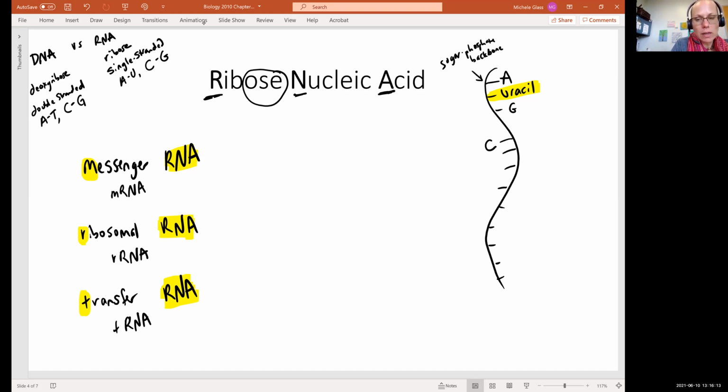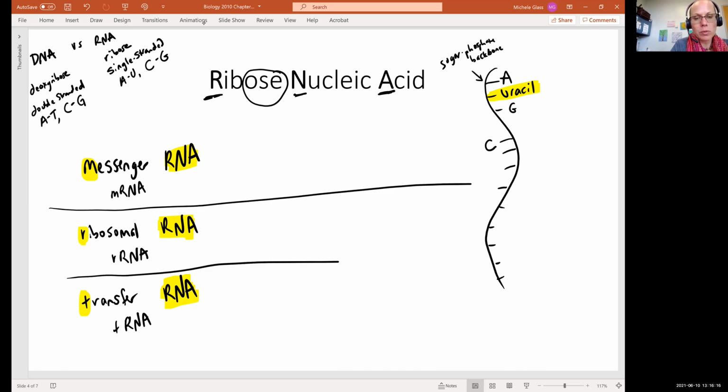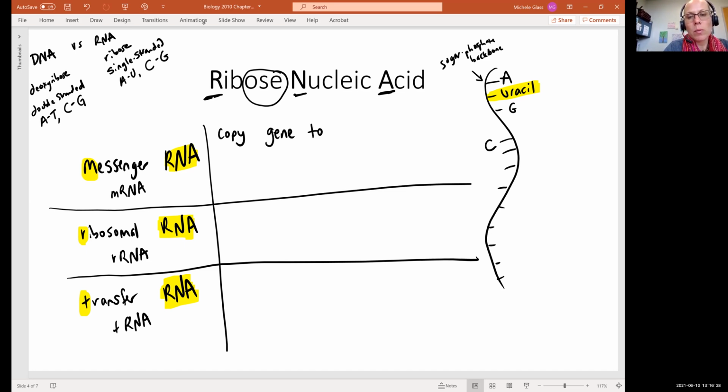Now, as we look at these, they each have their own special jobs. And so messenger RNA is going to take a copy of what we call the gene to the ribosome. So we'll talk more about this as we go through the process. And then we're going to see that the ribosomal RNA actually forms the ribosome. Now, ribosome is a structure that we talked about earlier. Remember, ribosome is actually the location of protein synthesis.